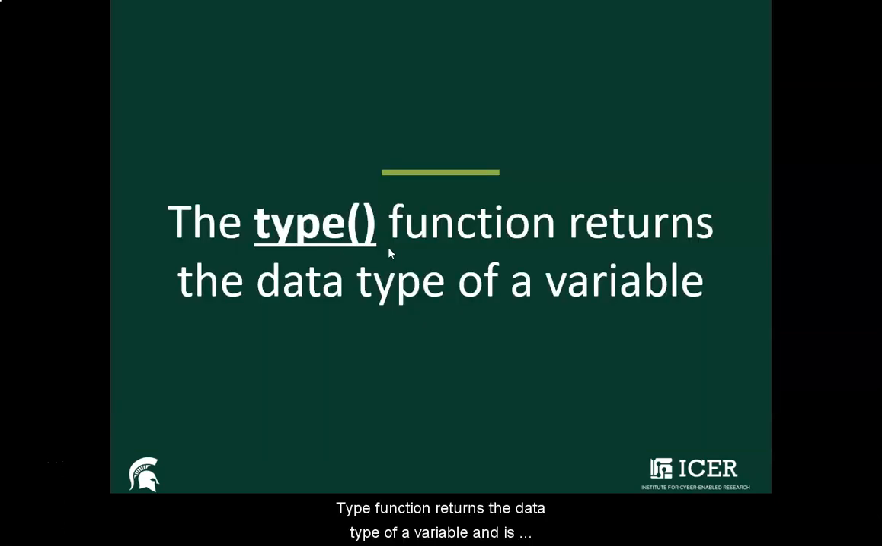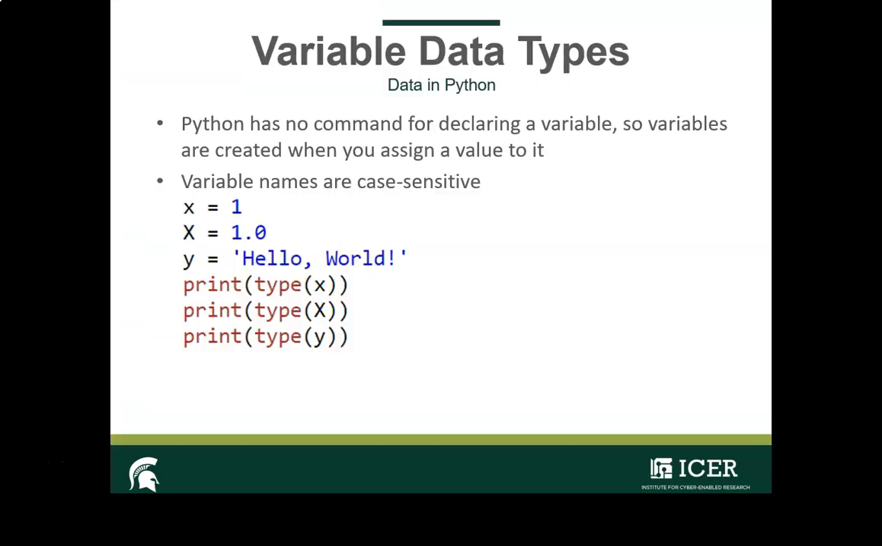The type function returns the data type of a variable and is very important when working in Python. Python has no command for declaring a variable, so variables are created when you first assign a value to them. So again, if we take a look at our example with lowercase x, uppercase X, and lowercase y, we can print the type of each of these variables. And you'll notice then you have an integer, a float, and a string.